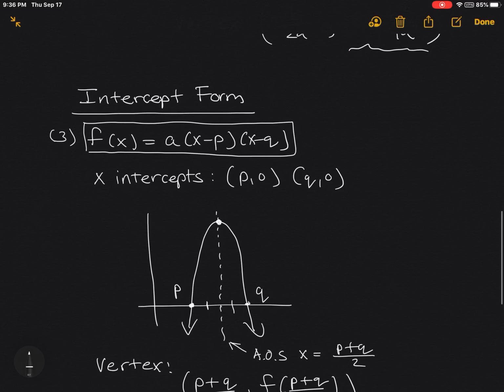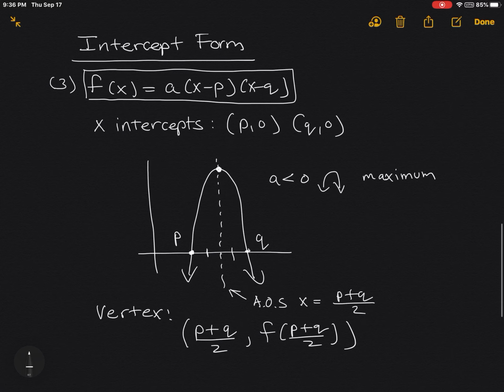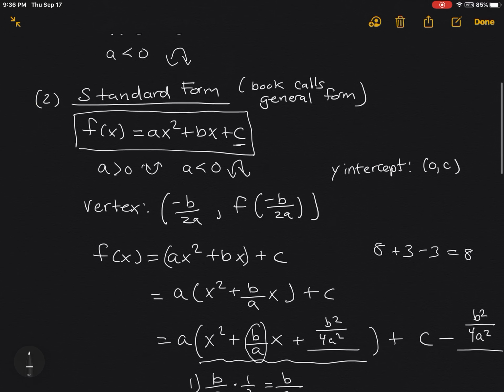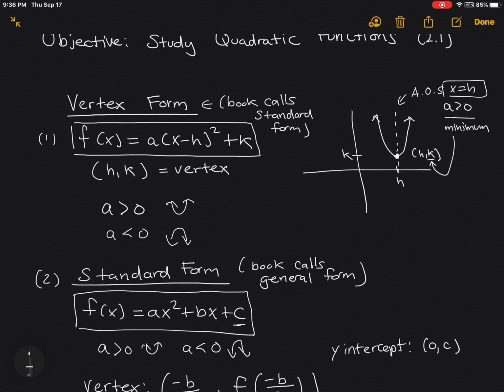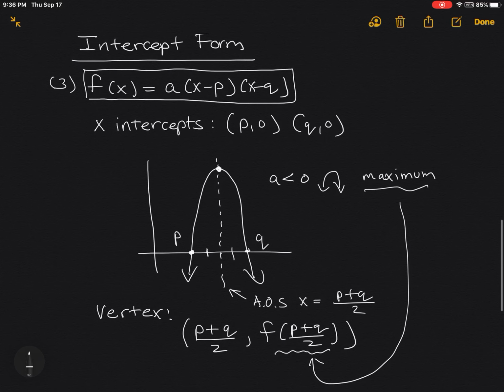All right, so this configuration, again, a is less than 0, you can see this parabola is going to go down. This guy right here is going to have a maximum, okay? If the parabola is concave down, it's going to have a maximum. And the maximum is just the y value of the vertex, okay? And the minimum, just to review, is the y value of the vertex. If the parabola is going up, it has a minimum. If the parabola is going down, it's going to have a maximum. It refers to the y value, okay?